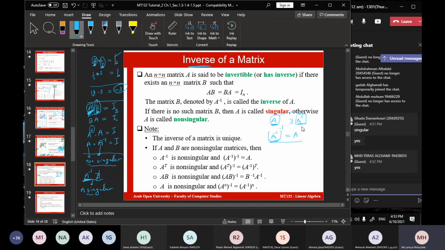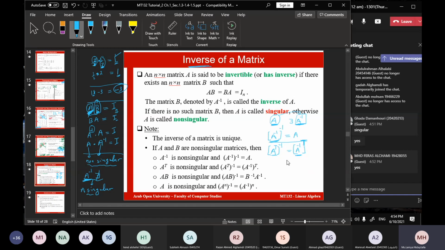Moreover, if A has an inverse, A inverse, then you are sure that the transpose of A also has an inverse. And what is the inverse of this one? It is the same as the inverse of A, and then after that find the transpose. So this is the second rule. The inverse of the transpose of A is the same as the transpose of the inverse. Okay, clear?